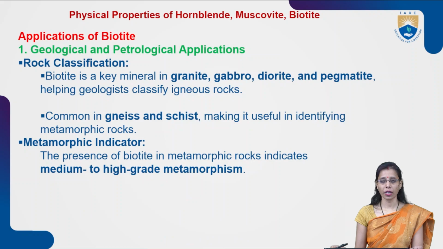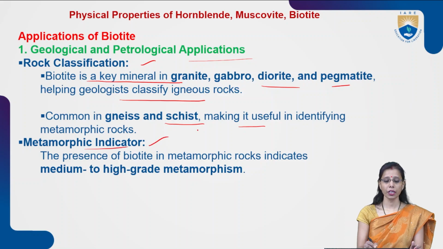Now, applications of biotite. When you talk about the applications here, it has geological and petrological applications. It has an application in rock classification. Biotite is a key mineral in granite, gabbro, diorite or pegmatite, which helps geologists classify the igneous rocks, and commonly in gneiss and schist, making it useful in identifying the metamorphic rocks. It is also used as a metamorphic indicator. The presence of biotite in metamorphic rock indicates a medium to high grade of metamorphism.